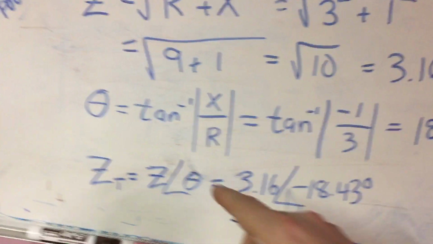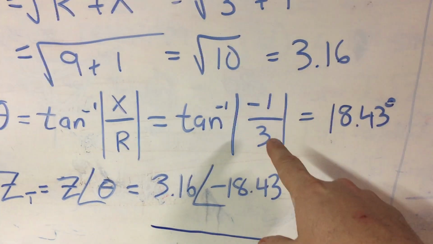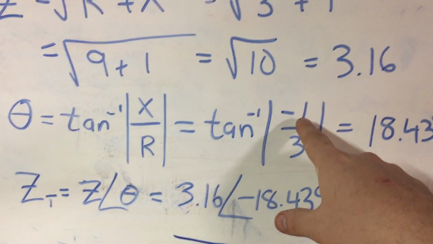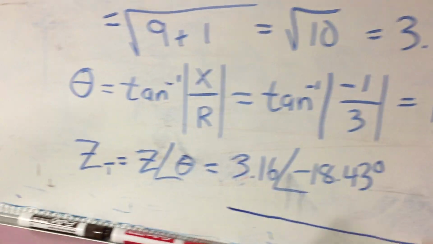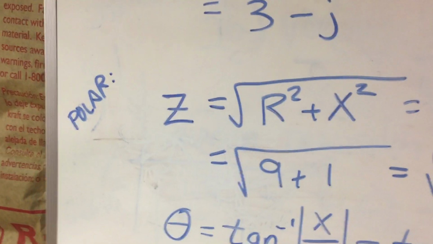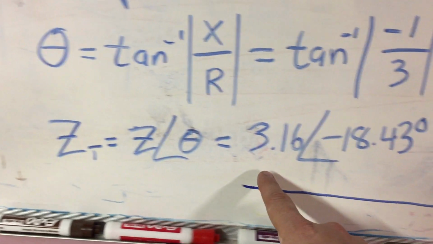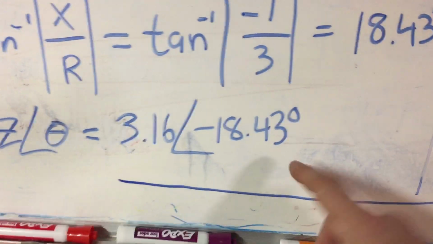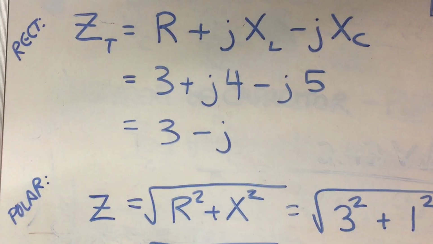The phase angle is the inverse tangent of X over R equals the inverse tangent, this is the absolute value of -1 over 3, equals 18.43 degrees. And then down here, I wrote Z total, which was the same as this Z up here, equals Z angle theta, 3.16, and I put -18.43 because when you go and look at this, this is 3 minus j.